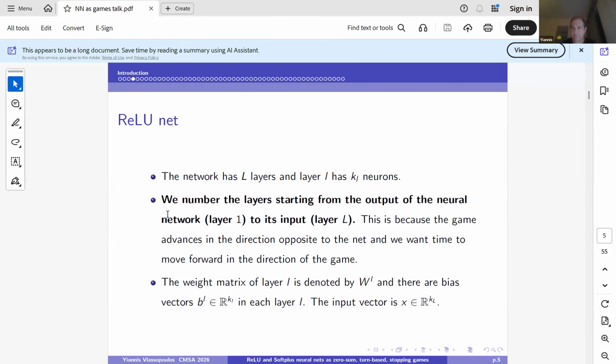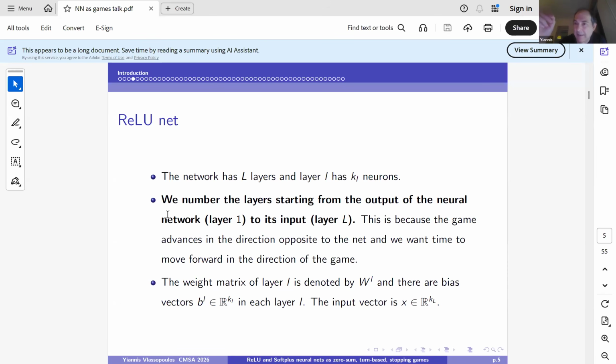All right, so let me first start by reminding everybody what ReLU networks are. You have a usual neural network with capital L layers, and layer little l has K_l neurons. We have the weight matrices W_l, bias vectors b_l, and the input vector, let's call it x. One thing particular about this setup, just for convenience, is that we number the layers from the bottom of the neural network. So the first layer is at the bottom, and the last layer is at the top.